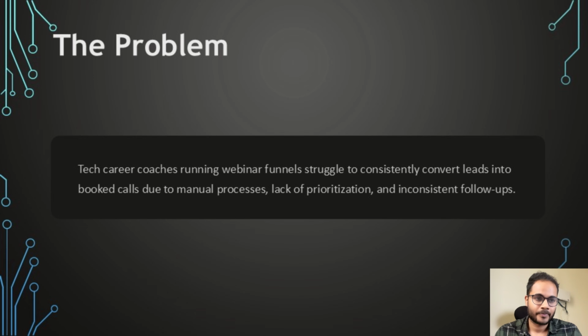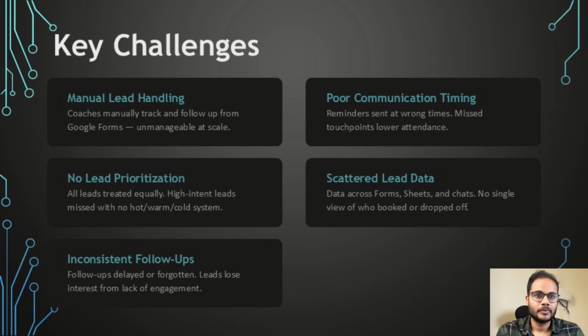Lack of prioritization. Again, they don't know which one is the hot lead, warm lead, and cold lead, so they end up targeting the wrong person. And inconsistent follow-ups. They don't have any consistency while sending follow-up messages. So these are the key challenges: manual lead handling, poor communication timing, no lead prioritization. We need to know about the lead temperature as well if we want to prioritize the correct lead, scattered lead data, inconsistent follow-ups. All these challenges are there with the career coaches.